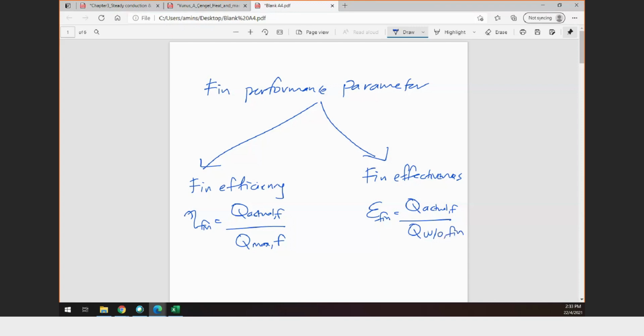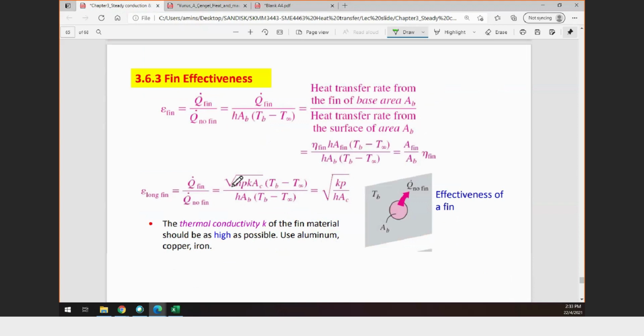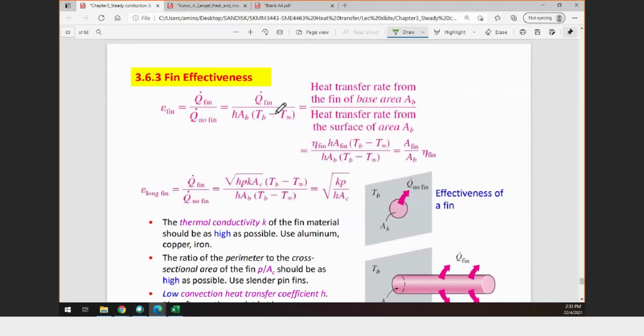So look at this image. Heat transfer by the fin, which is actual, divided by heat transfer without fin. We want to know how good the fin can release the heat with and without. So in this case, you need to calculate the heat transfer. Q fin you can get from the previous calculation in the fin efficiency, or you make use of the hyperbolic function.